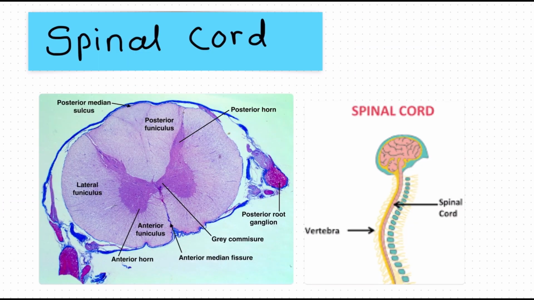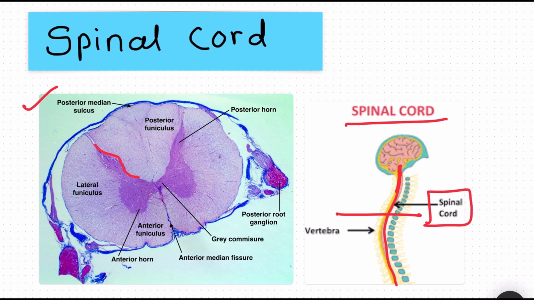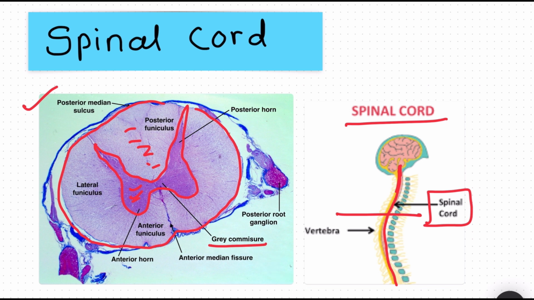Now let's see what is the section of spinal cord. So this is spinal cord, which is extended from the medulla oblongata, and when we cut it horizontally and take that section under the microscope, we see this slide. Okay, so this butterfly shaped thing is gray matter, and this outer thing is white matter. This is white matter and this is gray matter. Okay, gray commissure. And anteriorly, this fissure is known as anterior median fissure.